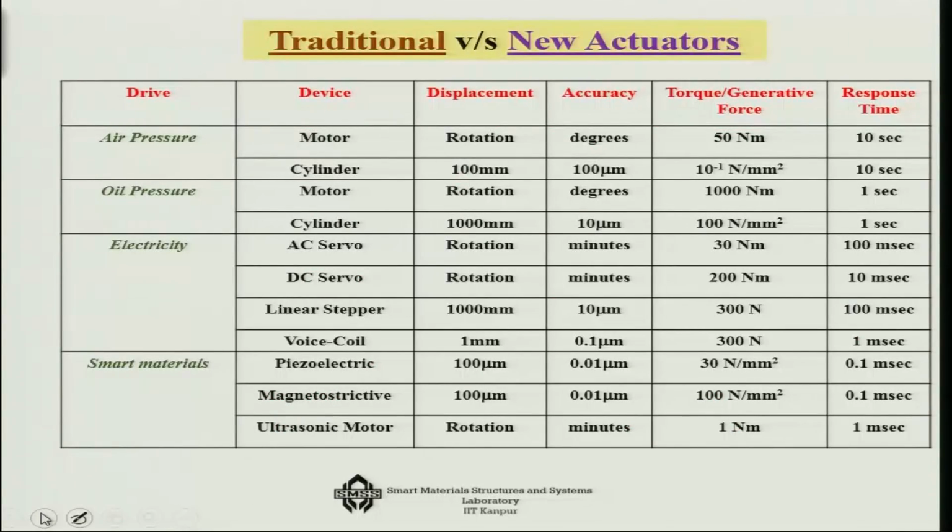Now if I compare these traditional versus new actuators, that is the smart materials like piezoelectric, magnetostrictive or ultrasonic motors, you would see the first interesting thing is that their displacements are quite small, but their accuracy is very high, and also their response time is very low. That is why I told you that they are very fast. In comparison to all the traditional materials, they are actually much better off. So you can do a real time control of a system using this material.